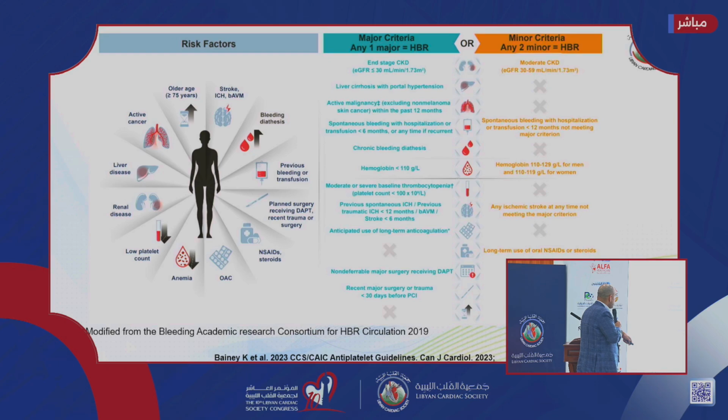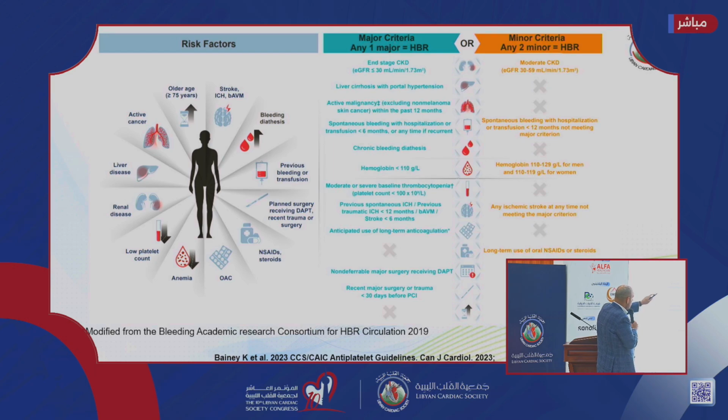We defined high bleeding risk based on the BARC HBR Circulation 2019 guidelines. You only needed one of those major criteria or 2 minor criteria to be labeled as high bleeding risk. And these are not hard to achieve. Age more than 75 years, automatically you have 1 minor criterion. A hemoglobin of 110 to 129 for men and 110 to 119 for women, and you're older than 75, you would be high bleeding risk.